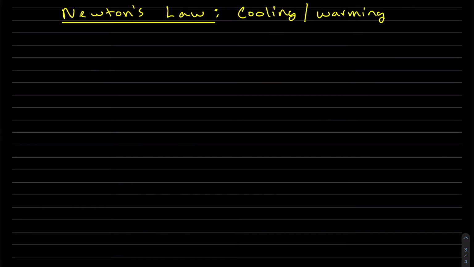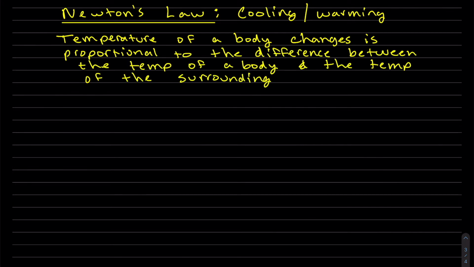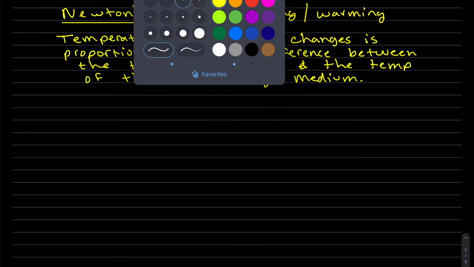Our new topic is Newton's law of cooling and warming. Here's what it says. This is what Newton's law says about the cooling and the warming of a body: the rate of change of the temperature of a body is proportional to the difference between the temp of the body and the temp of the surrounding medium. So here's the formula.